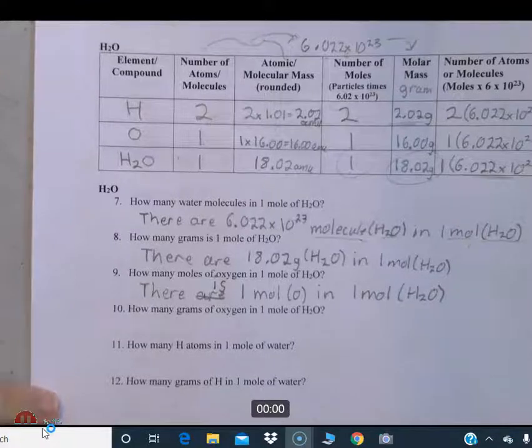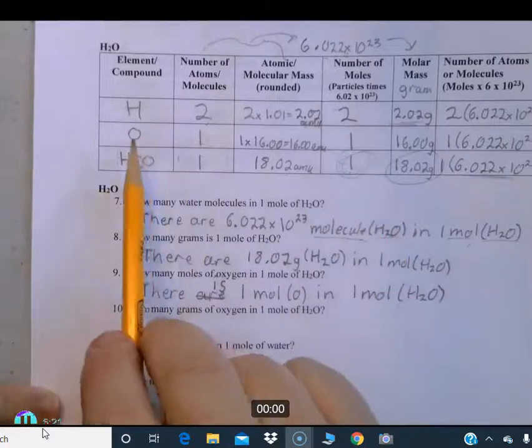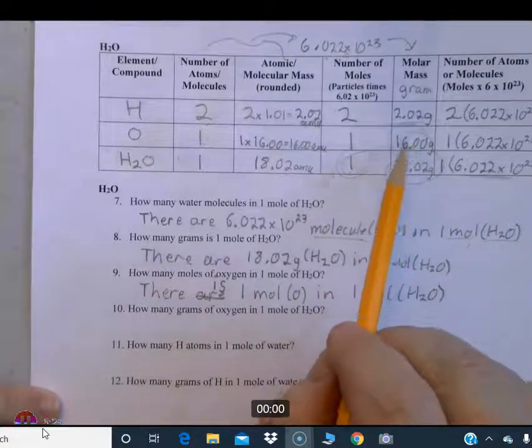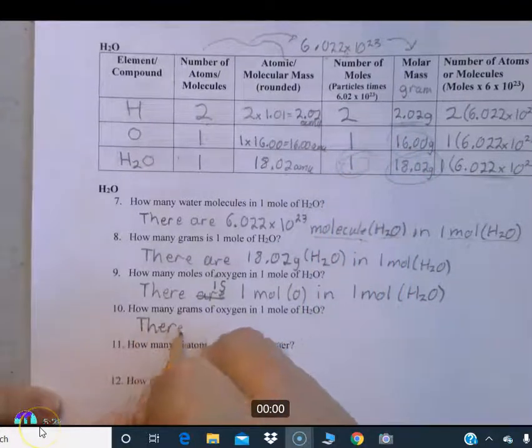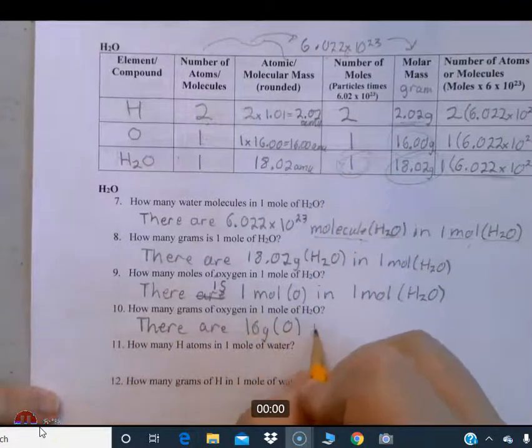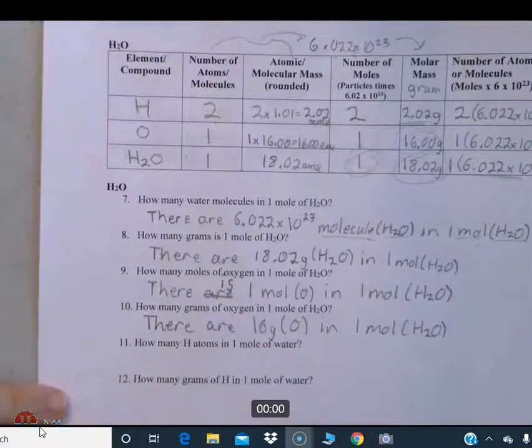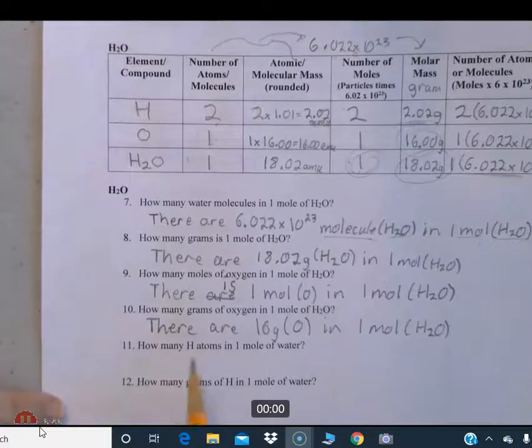How many grams of oxygen in 1 mole of H2O? So 1 mole of H2O, you come to the oxygen row and you look at the molar mass, it's 16. So 16 grams in 1 mole. Okay, so there's 16 grams of oxygen in 1 mole of H2O.